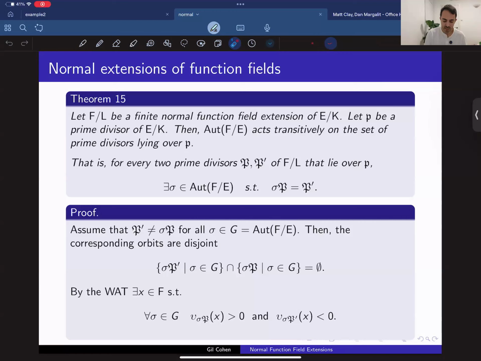We have F over L, a finite normal function field extension of E over k, and small p is a prime divisor at the bottom level of the function field, the lower function field. So what we're saying is that the automorphism group of F over E acts transitively on the set of prime divisors lying above small p. In other words, if you take any two prime divisors, capital P and capital P prime of F over L, both of which lie over p, then you can always find an automorphism sigma of F over E that maps capital P to capital P prime. Okay, that's what transitivity means.